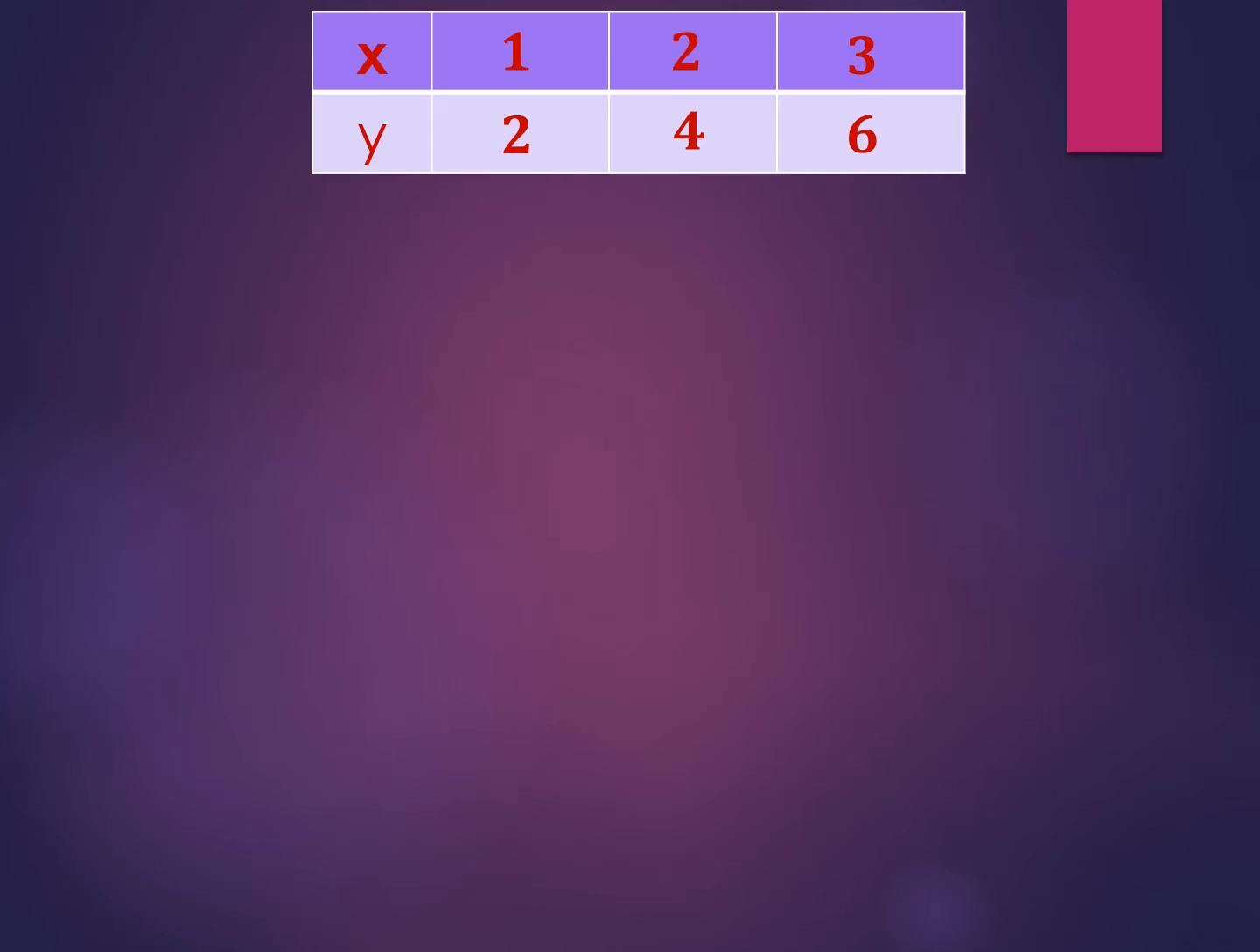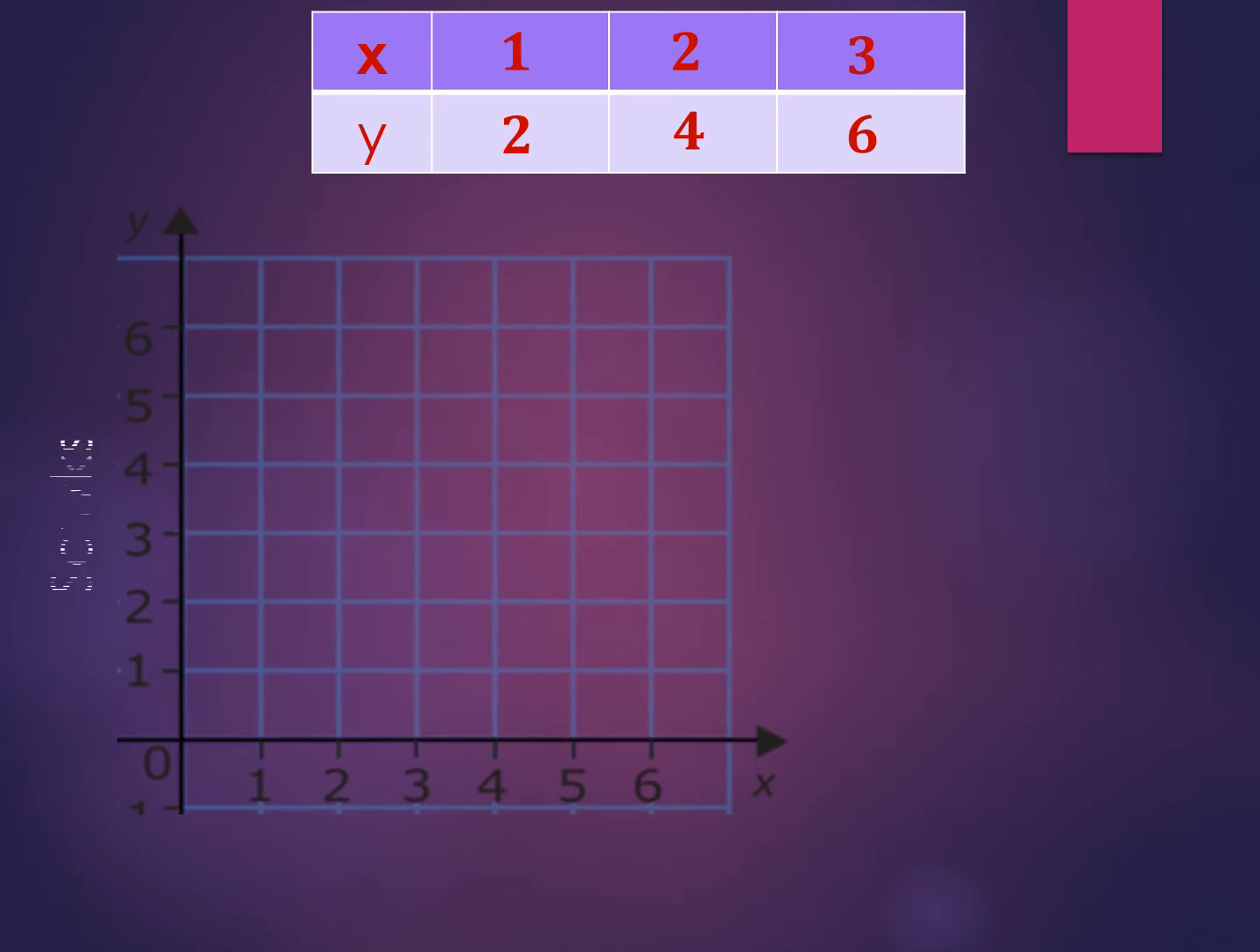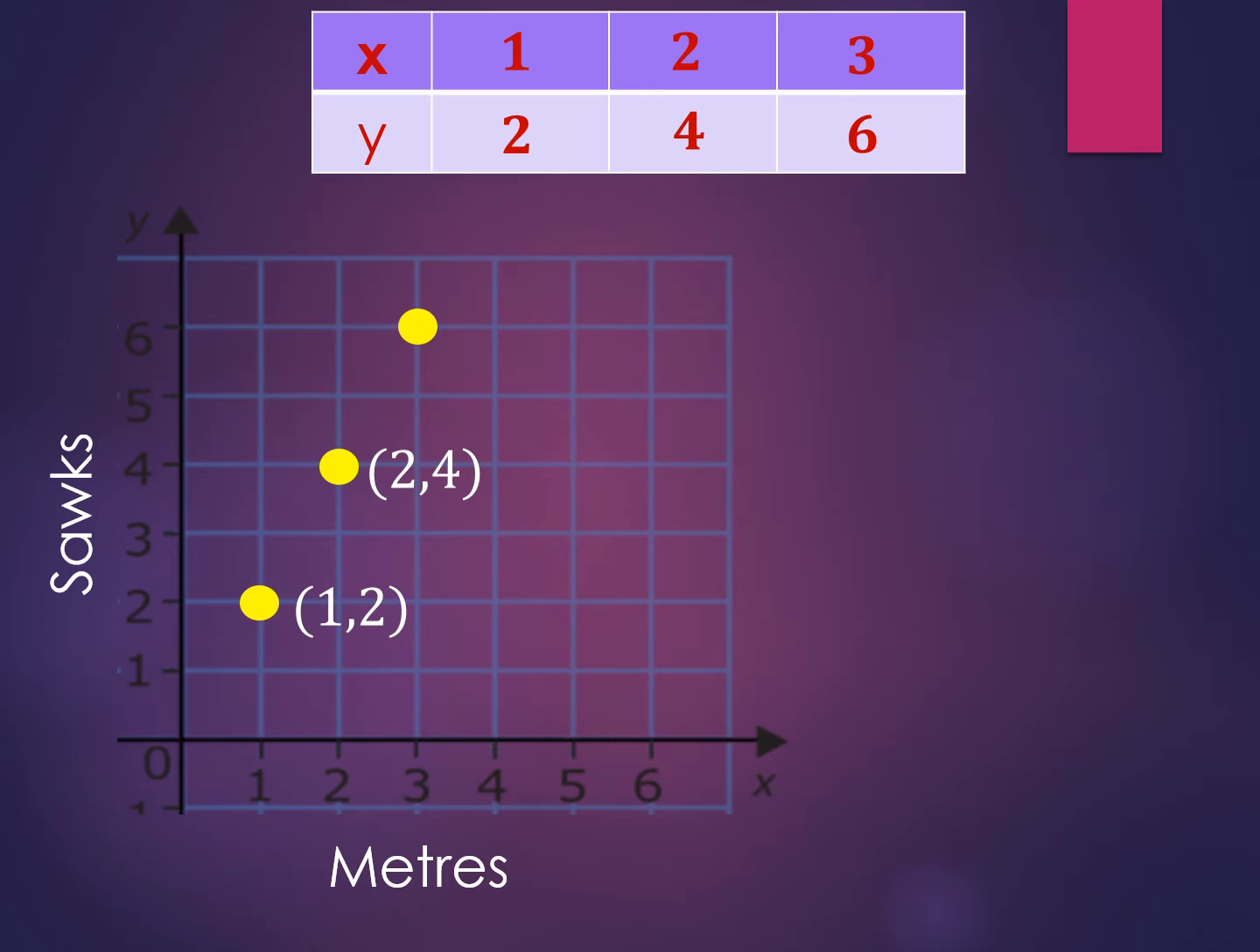Now that we have already our table of values, we are now ready to graph. So let y-axis be equal to your sawks, and in your x-axis be the meters. So from here, we are going to plot the points 1, 2. In plotting the points, your x comes first before your y, okay? And then 2, 4, 3, 6. Then we are going to connect the points.